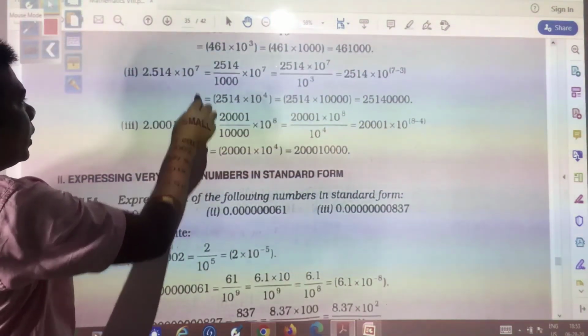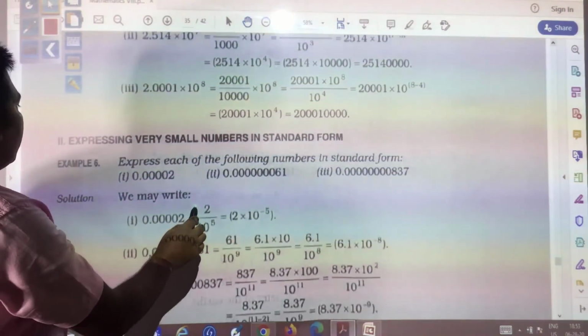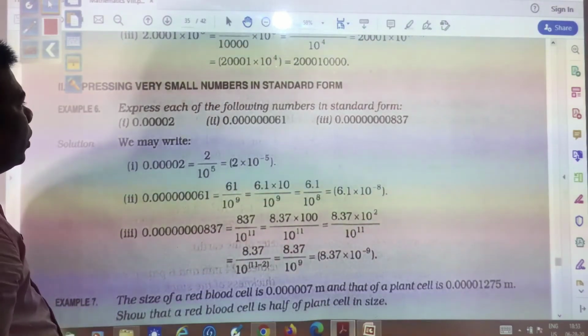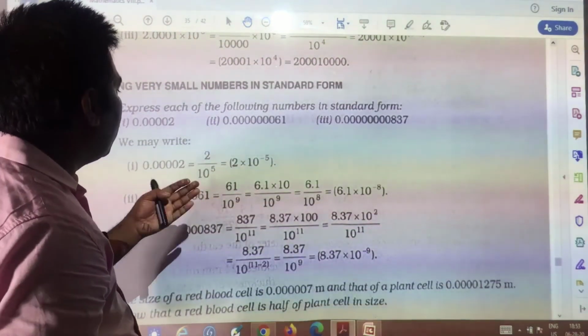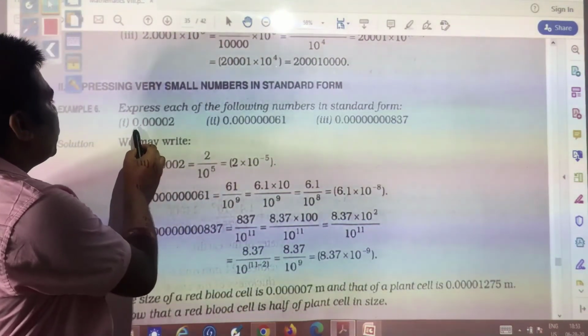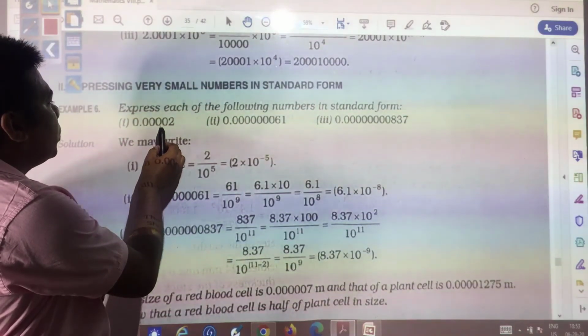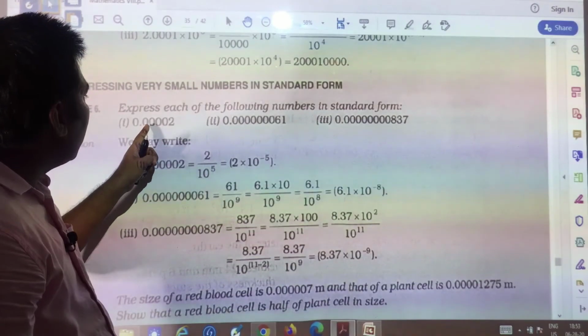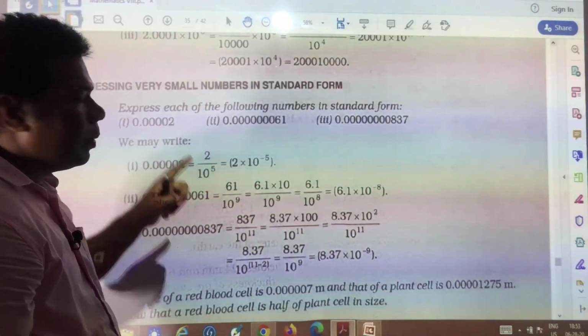So, in the same way other examples are given. Expressing very small numbers in standard form: if very small numbers are there, how will you express? This is also very easy. Suppose you have 0.00002. Again, after the decimal you have 1, 2, 3, 4, 5 digits.